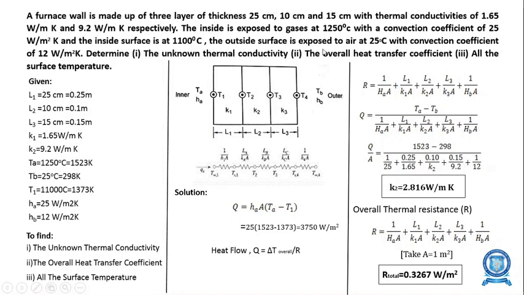The outer surface is exposed to air at 25 degrees C. Outside surface means the T4 is given. Outside surface is exposed to air. There should be a difference. They haven't given the temperature of the outside surface. They indirectly gave that the outside surface is exposed to air at 25 degree. They have given the air temperature alone, not the surface temperature.